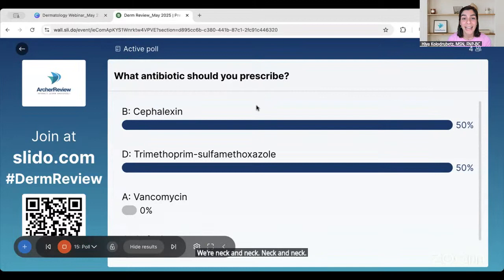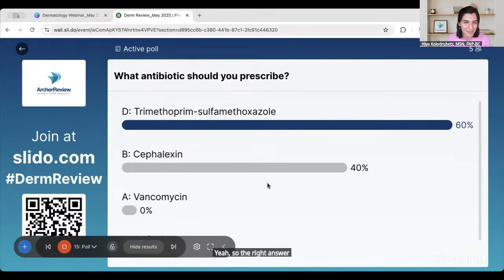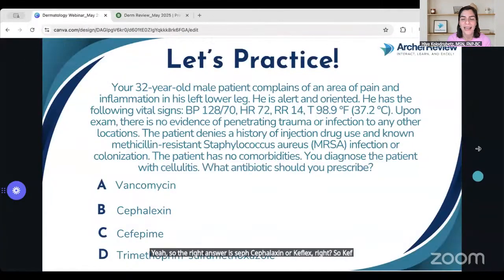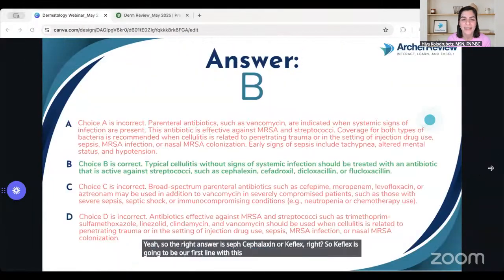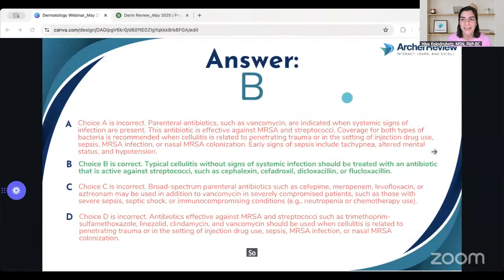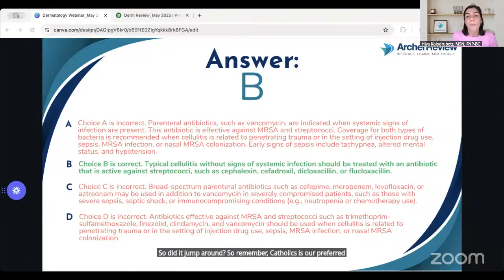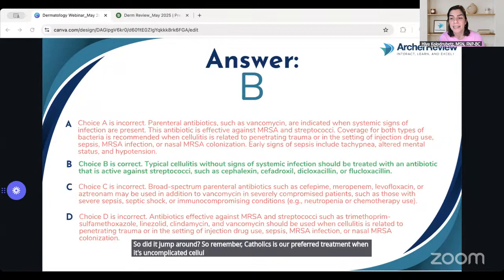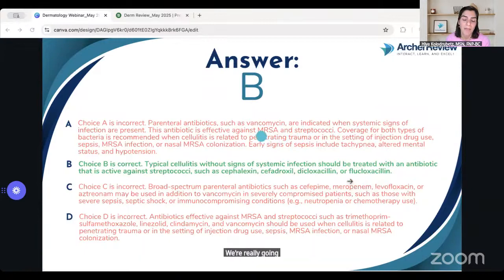Yeah, so the right answer is cephalexin, or Keflex. Keflex is going to be our first line with this patient. Remember, Keflex is our preferred treatment when it's uncomplicated cellulitis, which is the case in this patient. We want to make sure they're telling you that his vital signs are stable, everything's stable, no MRSA colonization, no history of MRSA. So for him, we're really going to be doing something like Keflex.